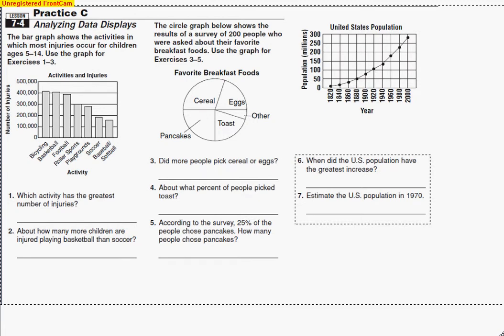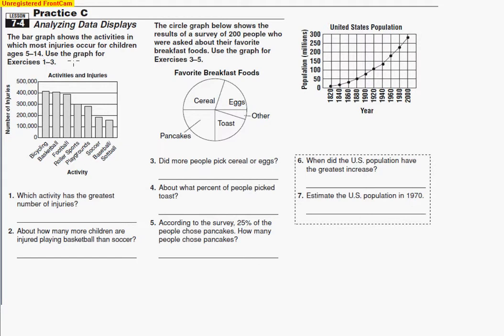Today we are going to be analyzing data using different displays, and so let's take a look at some of the different questions that we might end up experiencing. Here's one way to display data, and that's using a bar graph, and that's what we're going to be using for exercises 1 and 2 here.